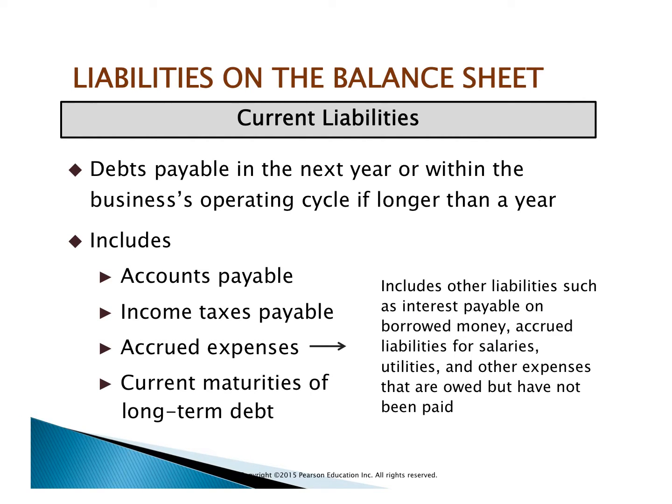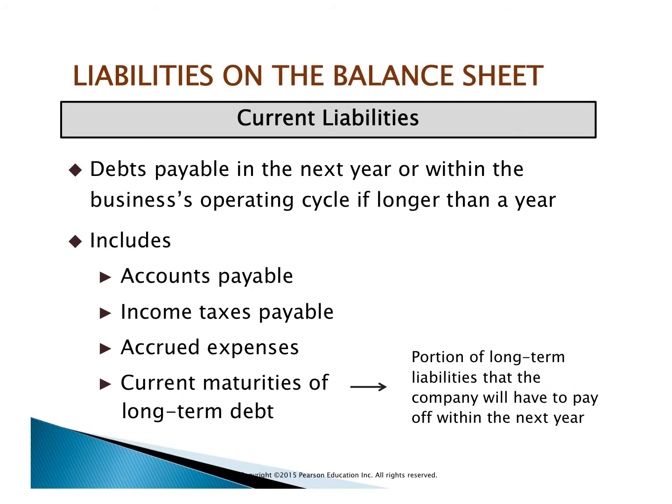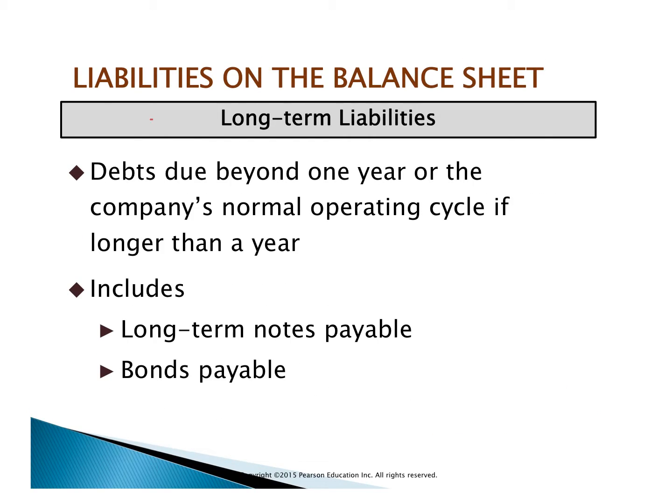Accrued expenses include other liabilities such as interest payable on borrowed money, accrued liabilities for salaries, utilities, and other expenses that are owed but have not yet been paid. The current maturities of long-term debt contain the portion of long-term liabilities that the company will have to pay within the next year. Long-term liabilities are due and payable beyond 1 year, or the company's normal operating cycle if longer than a year. Examples include long-term notes payable and bonds payable.